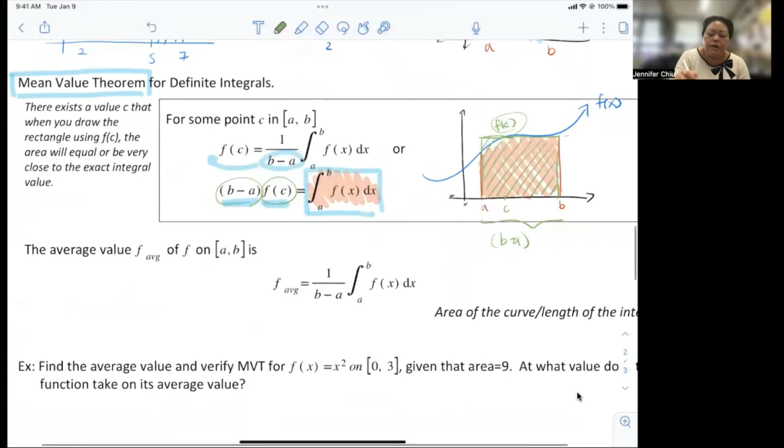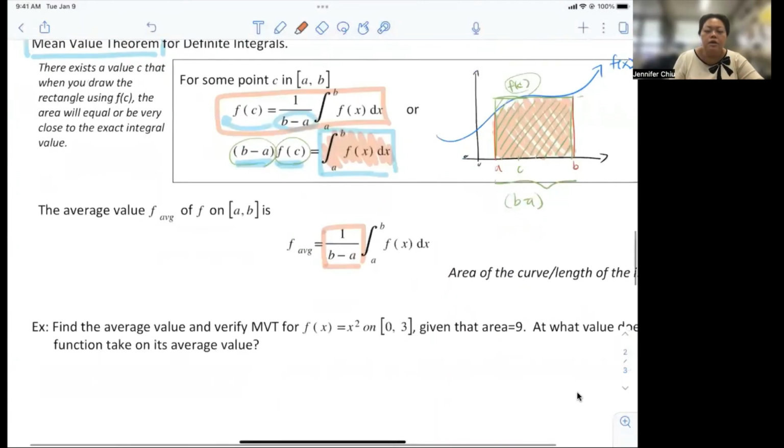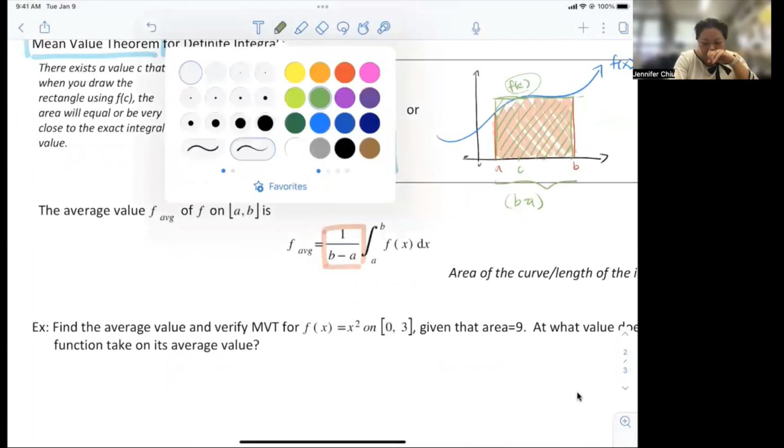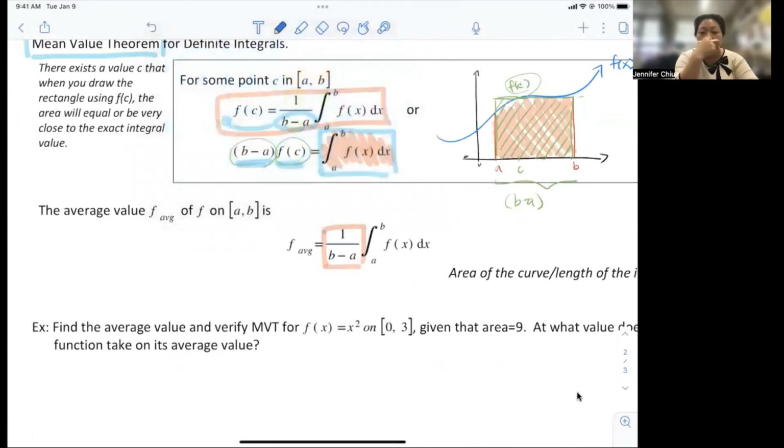All right, but in order to use the formula, we always need to bring it back to the first one, the average form. So we just move the b minus a back into the formula here, okay? So that's also the average value. It's kind of a little bit hard to understand, but it'll make more sense once we start reviewing for the AP exam. So it says, find the average value and verify MVT for f of x equals x squared on the interval 0 to 3, given that the area equals 9.